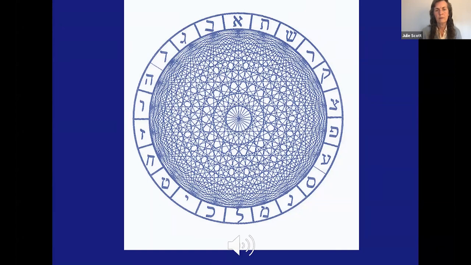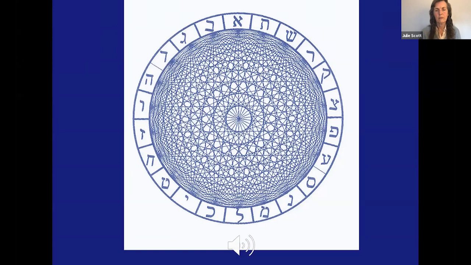Yud Kaf, Yud Lamed, Yud Mem, Yud Nun, Yud Samekh, Yud Ayin, Yud Pei, Yud Tzadi, Yud Kuf, Yud Resh, Yud Shin, Yud Tav. Kaf Lamed, Kaf Mem, Kaf Nun, Kaf Samekh, Kaf Ayin, Kaf Pei, Kaf Tzadi, Kaf Kuf, Kaf Resh, Kaf Shin, Kaf Tav.